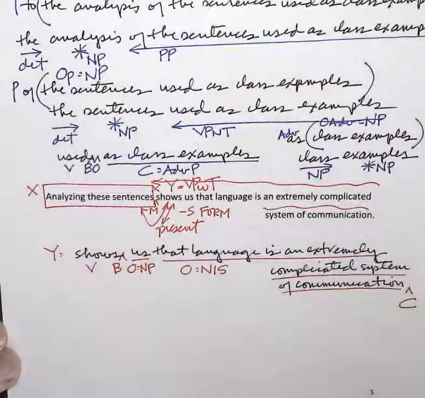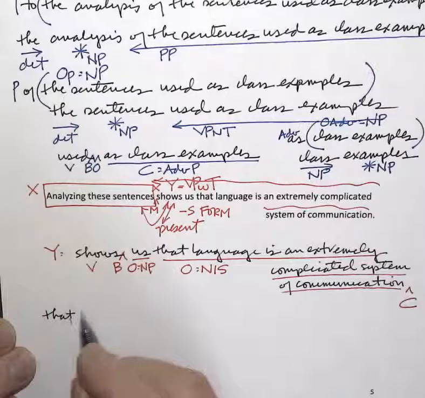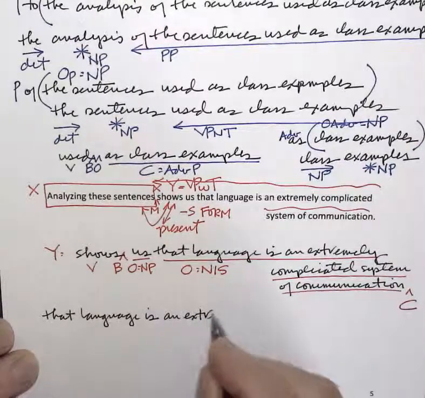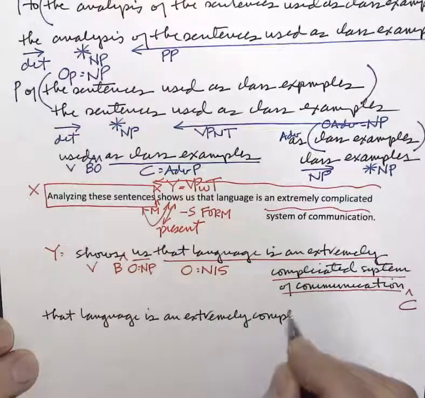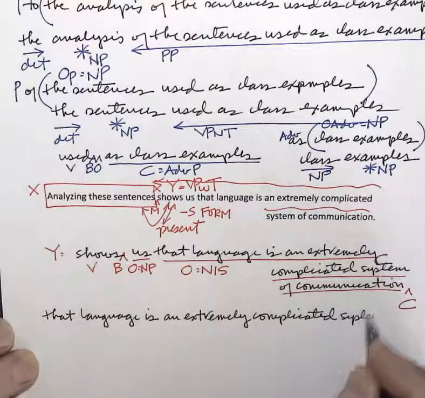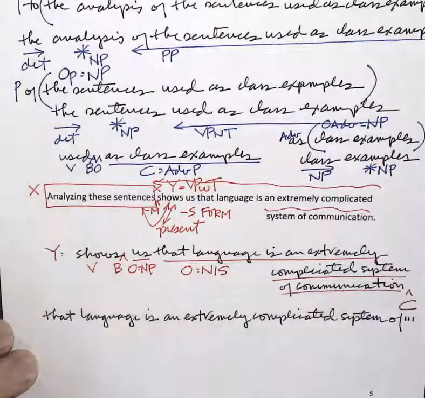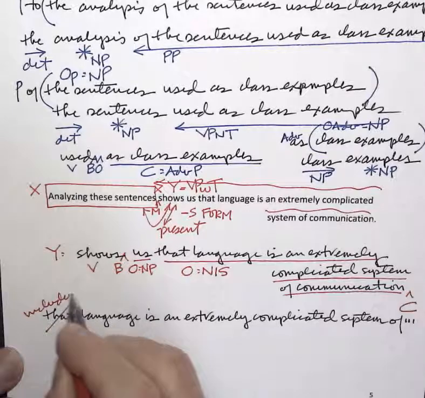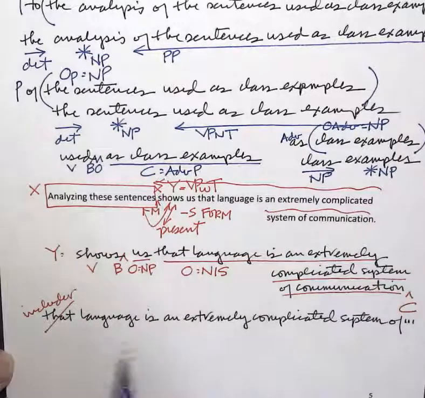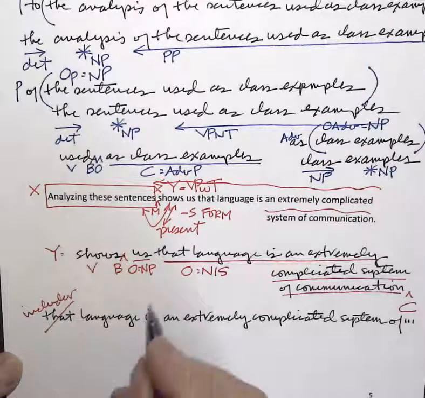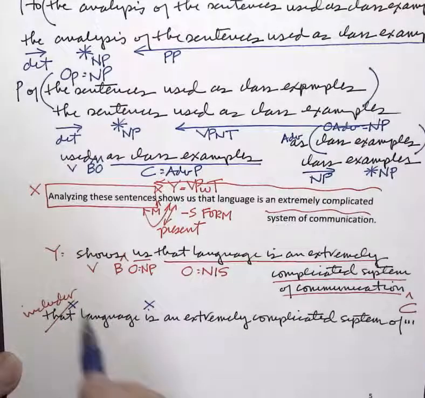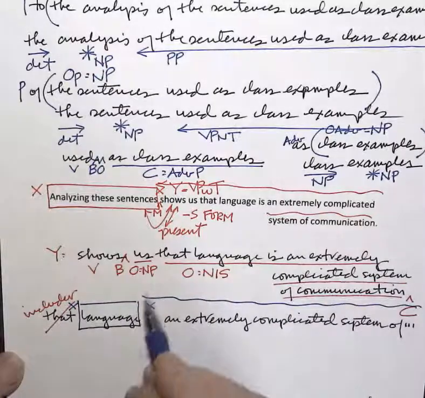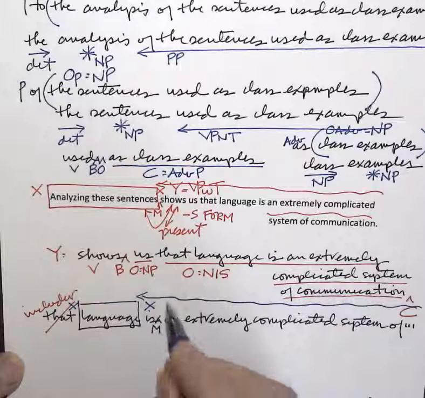Let's take our object, the nominal included sentence. That language is an extremely complicated system of communication. That's all one phrase. I don't really need to rewrite that. And let's take a look. That is the includer. Now that we've crossed off the includer, we can begin to take a look at this nominal included sentence. And is the X word. There were no shifters here. Language is the subject. And is an extremely complicated system of communication is the predicate, the N place, and Y.